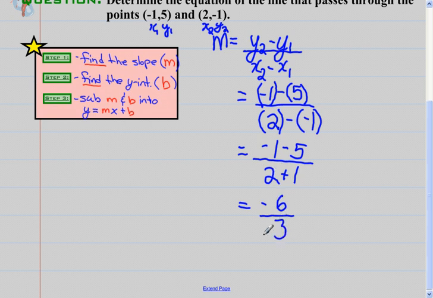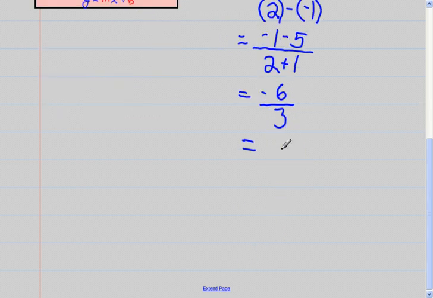Now, you always want to make sure you simplify your fractions as much as possible, so as not to lose communication marks. And -6 over 3, well, what number goes into 6 and what number goes into 3? Well, 3 goes into both. 3 goes into 3 once. 3 goes into 6 2 times. So -6 divided by 3 becomes -2. And so we've just identified our slope is -2.